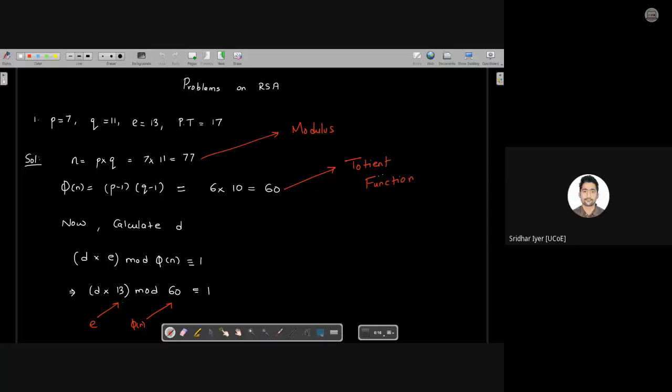Good morning, students. So we had seen a few problems on RSA. In this lecture, we are going to solve some more problems based on RSA, because this is an important topic from the exam point of view.